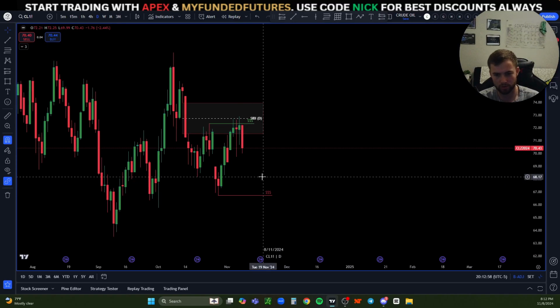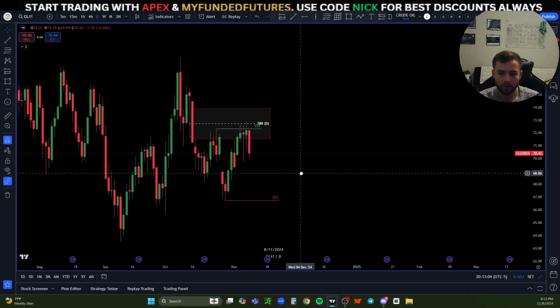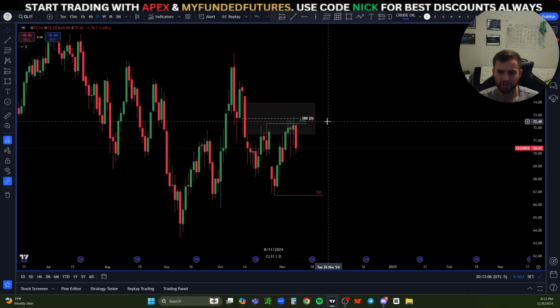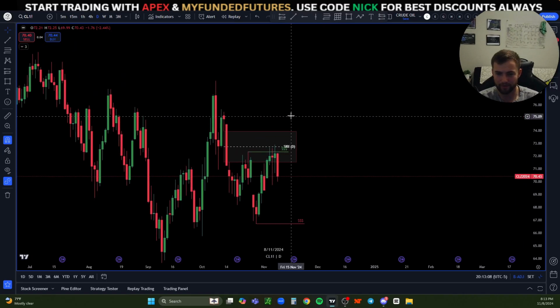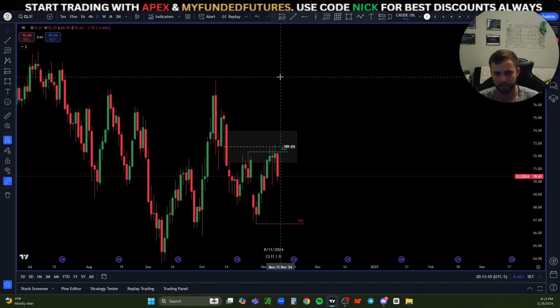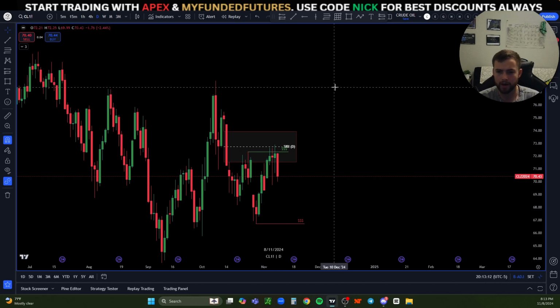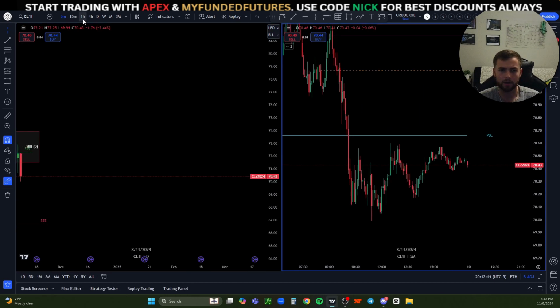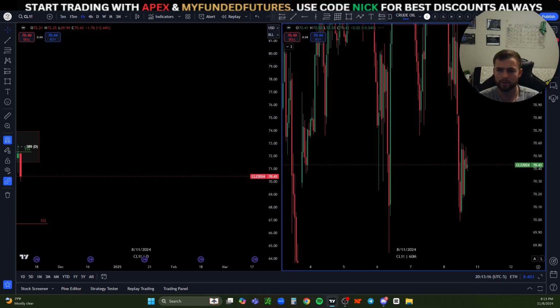I'll frame shorts on the hourly to M5 market maker sell model. For that, that's pretty much it. If price closes above here, I'll look for longs up to here, you know. But for right now, that's what I got. That's the hourly. Put this back to the hourly now.